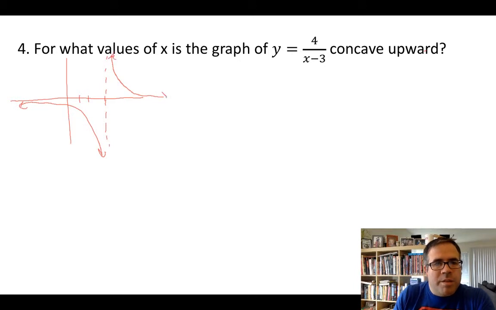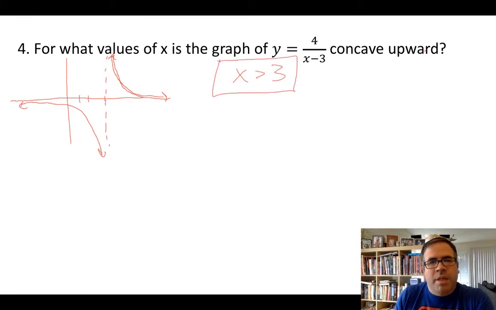From that shape, it is pretty easy to see where we're looking for concave upward. Well, this is the region that's concave upward. Our answer should be x greater than 3. Now, how do we do it with calculus? Concave upward means that the second derivative is greater than 0.